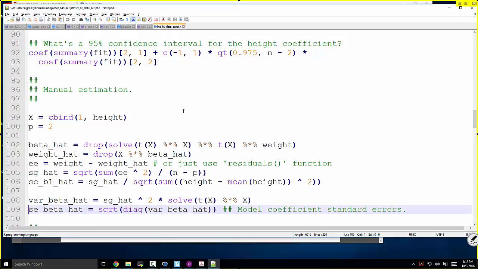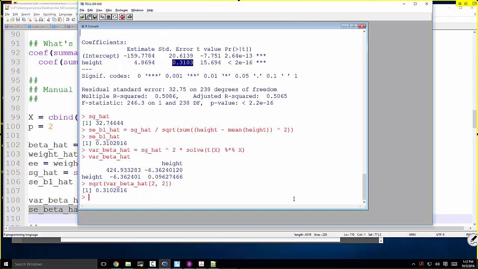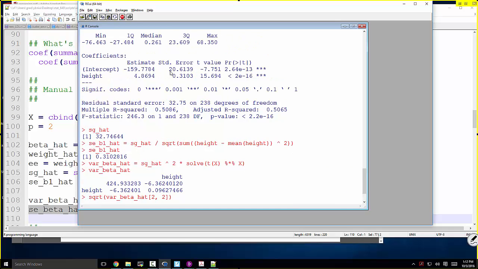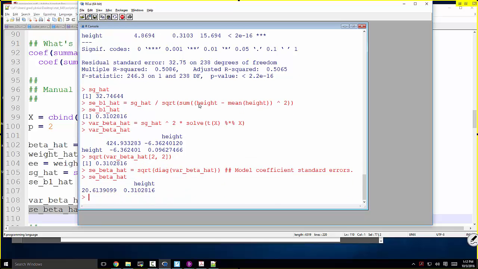So here I am pulling out just the standard deviations of the betas. Give me the standard deviation of beta 0 hat, and give me the standard deviation of beta 1 hat. I can do that by using the diag function. That pulls out just the diagonals of a square matrix. On the diagonals are variances, so I'm going to square root them to get standard deviations. 0.6139 for beta 0 hat and 0.3103 for beta 1 hat.